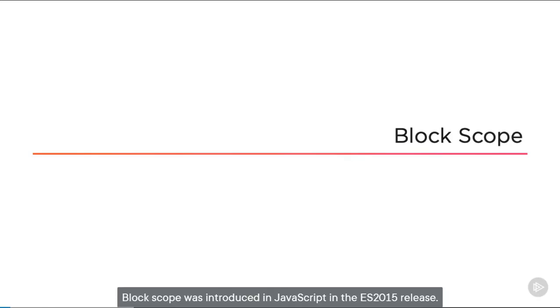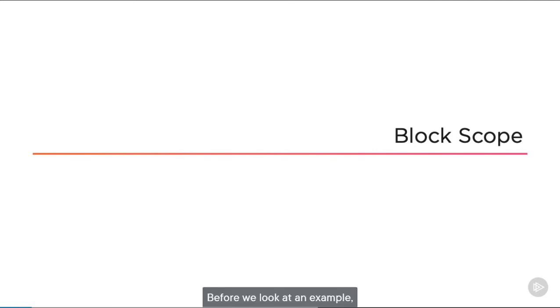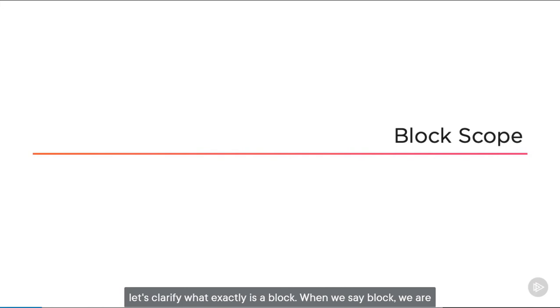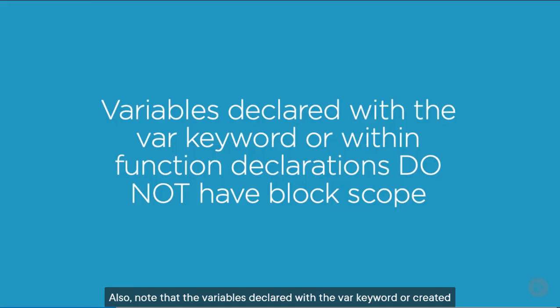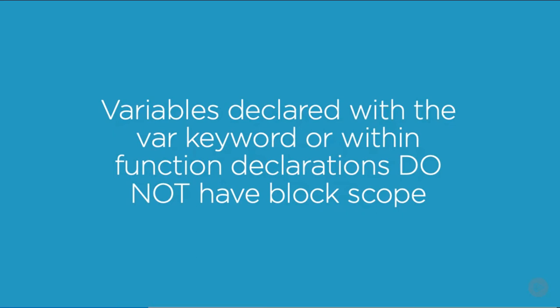Block scope was introduced in JavaScript in the ES 2015 release. Before we look at an example, let's clarify what exactly is a block. When we say block, we are referring to the code placed between curly braces. So with block scope, we are talking about the lifetime of variables within the curly braces of an if statement, a while or a for loop, or any set of curly braces other than a function. Also, note that the variables declared with the var keyword or created by function declarations do not have block scope. Examples will make this clear.